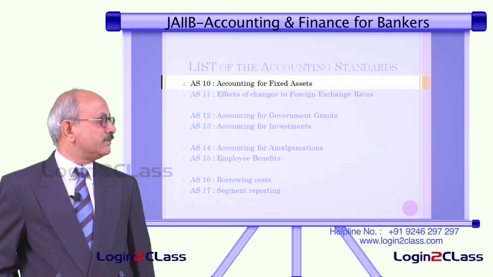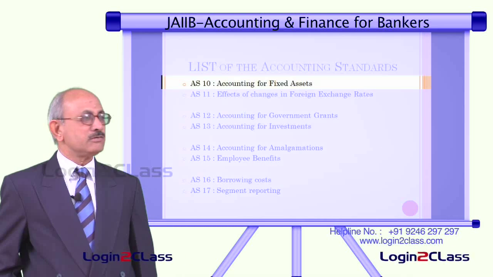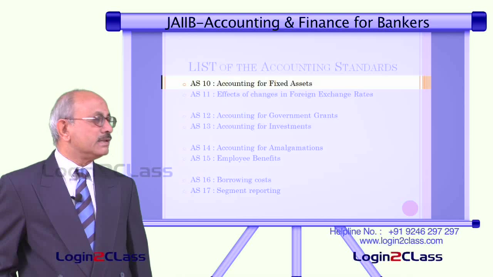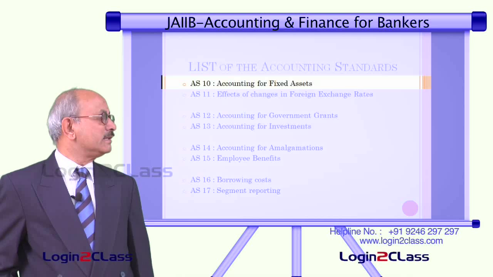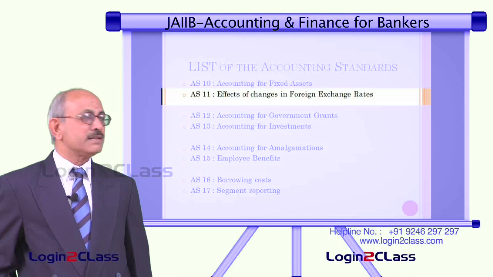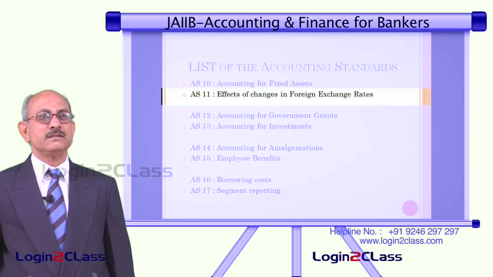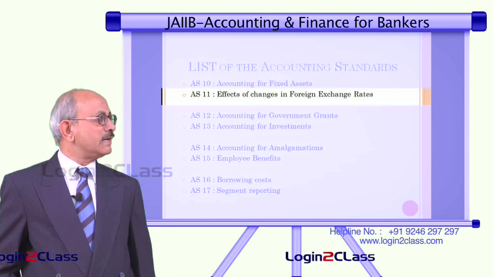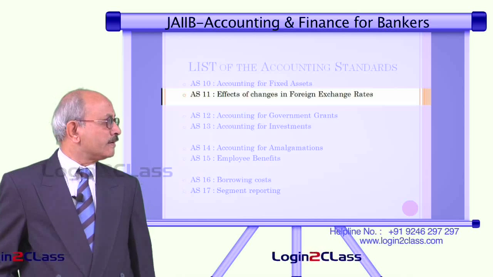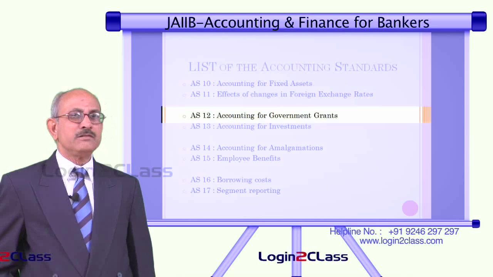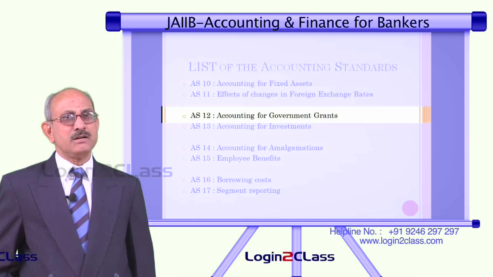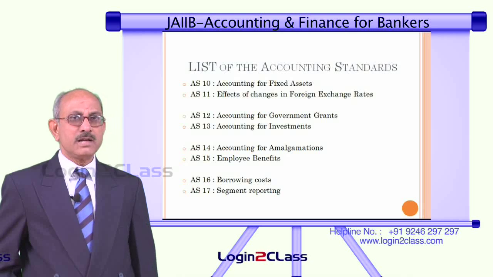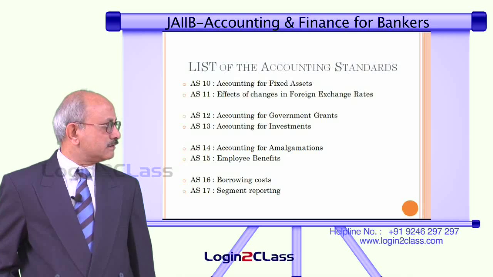And AS10 deals with accounting for fixed assets, that means whatever fixed assets are taken by the entities, they are accounted for in the way detailed in AS10. Then AS11 deals with effects of changes in foreign exchange rates. This becomes useful whenever an entity has got assets and liabilities in foreign currencies. Then AS12 is accounting for government grants, for those entities which get government grants either in the form of grants for capital expenditure or for other purposes.